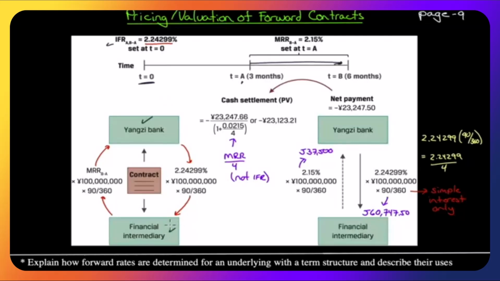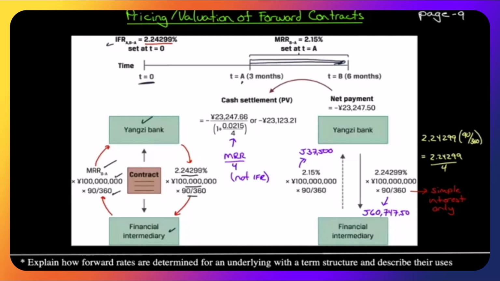Here's the financial intermediary. So the bank will pay the fixed rate times a notional amount, which is 100 million yen, times the period, which is 90 over 360. This is the period of time right here, up here, that we're paying interest on that. And the financial intermediary in exchange will say, okay, well, I will pay you whatever the market reference rate is at that point in time times the notional amount for the period. So money flows this way, money flows that way, and it's just netted out.